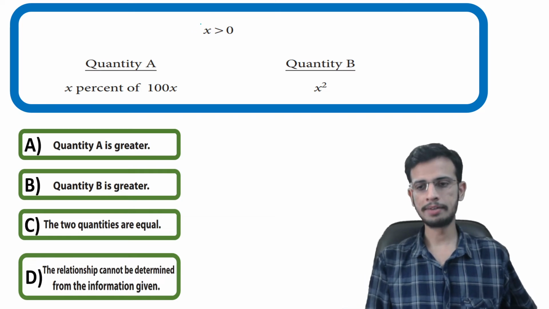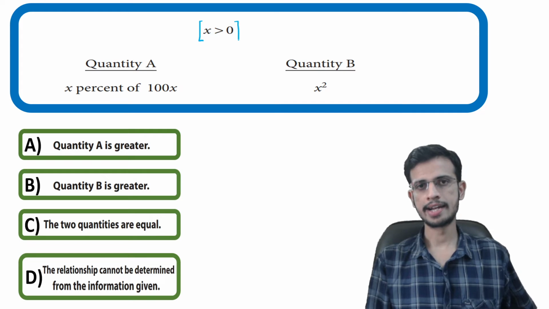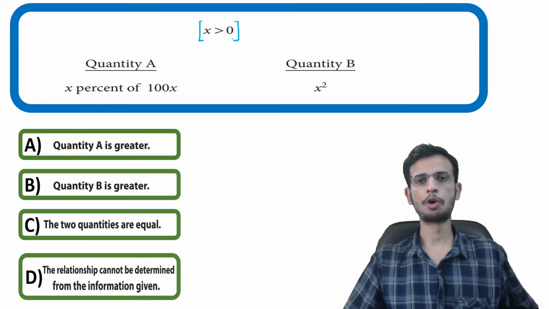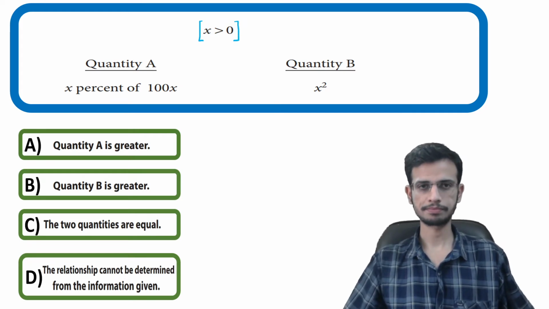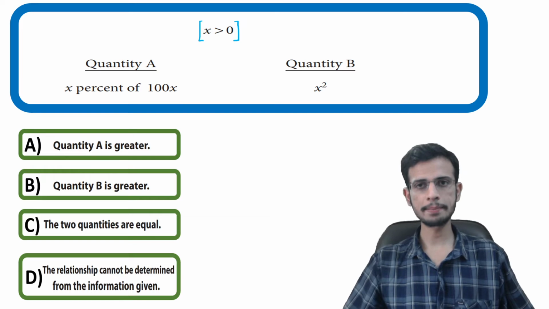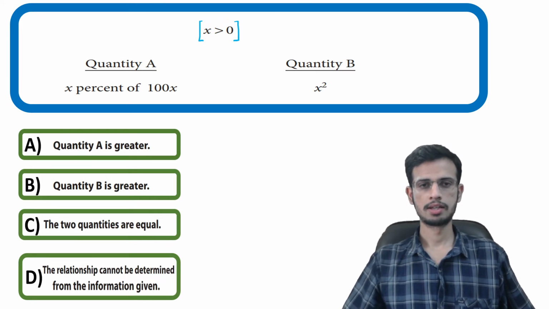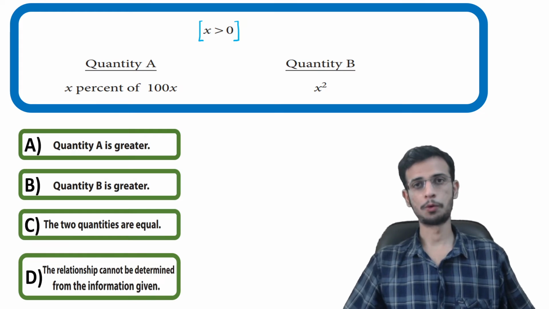So we are given that x is greater than 0, all right, and quantity A and quantity B are given. What is quantity A? x percentage of 100x. What is quantity B? It is x square. So A is greater, B is greater, both are equal, or the relationship cannot be determined from the information given.